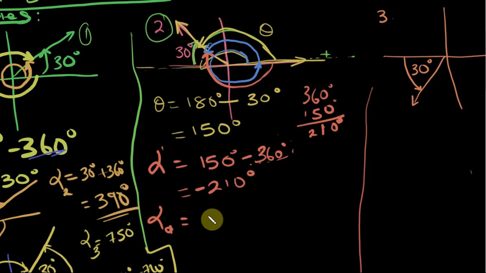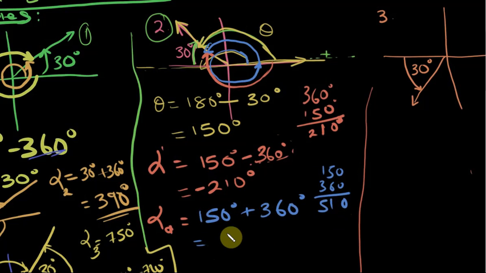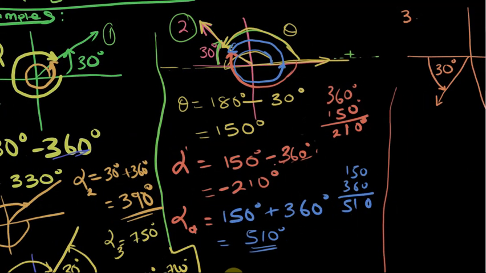So this angle will be 150 plus 360 degrees. 150 plus 360: 0 plus 0 is 0, 6 plus 5 is 11, carry 1, 2 plus 3 is 5. So we have 510 degrees. That's the second coterminal angle, and so on, as one wishes.